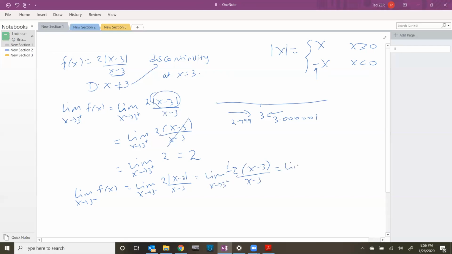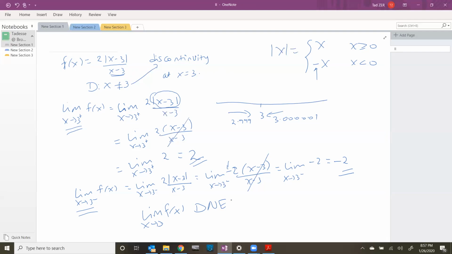So this will be the limit where the x minus 3 cancels out, leaving minus 2, as x approaches 3 from the left. This is again the limit of a constant. So now the left hand limit also exists, which is negative 2. Now since the right hand limit at 3 and the left hand limit at 3 are not the same, our conclusion is the limit of f of x as x approaches 3 does not exist because it's not a unique number. So if the limit does not exist, as I said before, it cannot be removed.